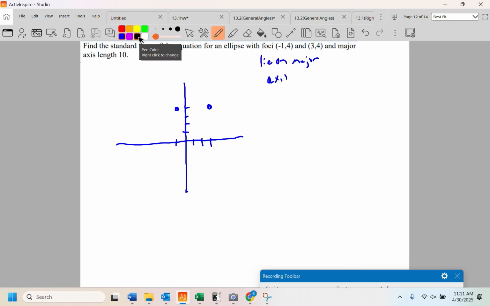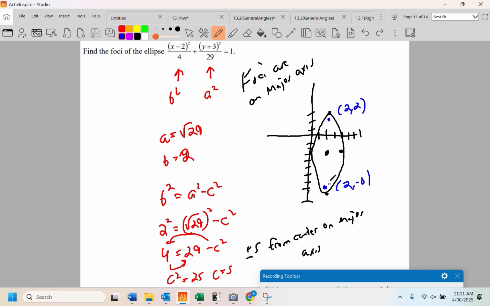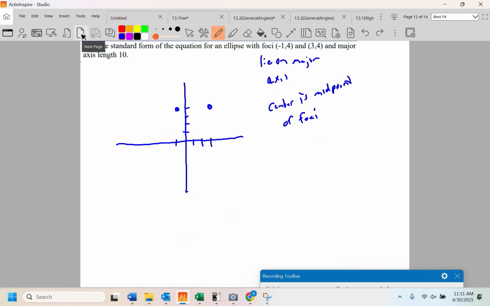Now, your center is the midpoint of the foci. And just go back and look at the graphs we've done. The center is the midpoint, okay? Cool. Here's my center. So my center is at 1, 4. Now, the major axis length is 10, which means the radius is 5. So I'm going to go over 5 units, 1, 2, 3, 4, 5. I'm going to have to go back 5.